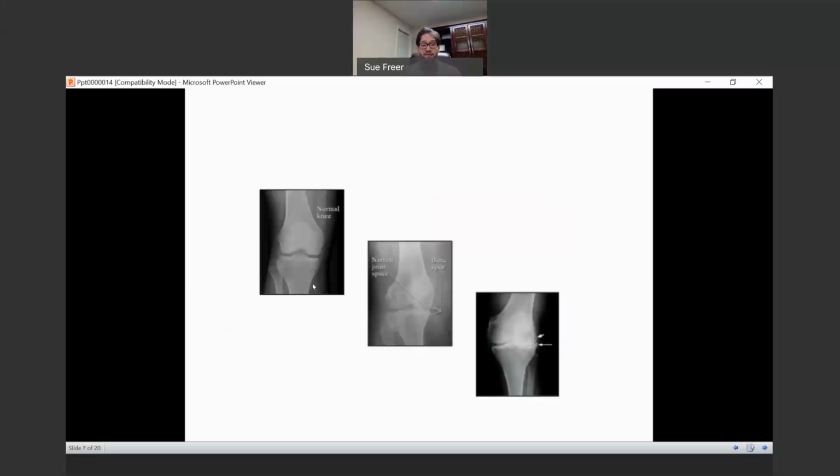These are radiographic images. This is a normal knee X-ray. You could see the black space between the thigh bone and the leg bone, the femur and tibia, is well maintained. In this image, you could see that the space has narrowed. On the third image, there is severe bone-on-bone arthritis, as we call it. The entire space has completely faded away.